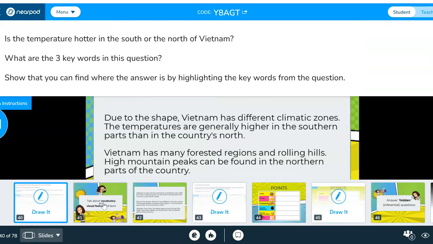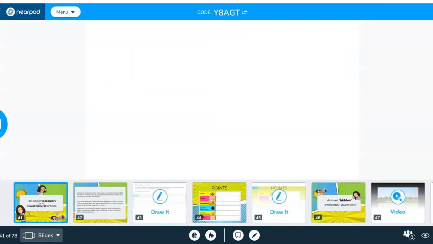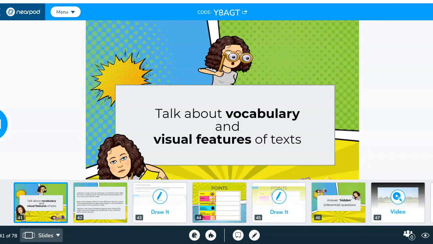Then I'm going to get them to have a turn, but this time they have to find 3 key words in that question, so temperature, north and south, which they'll all find around there, and they can show where they would find the answer to the question. So again, looking at why we're finding keywords, it's so that we can find whereabouts in the text is the answer to the question.